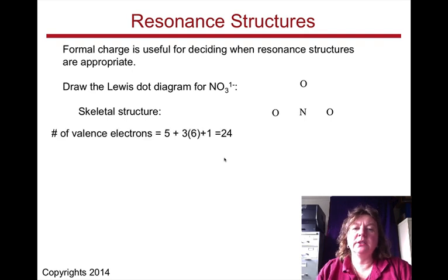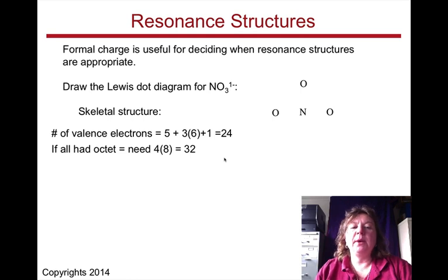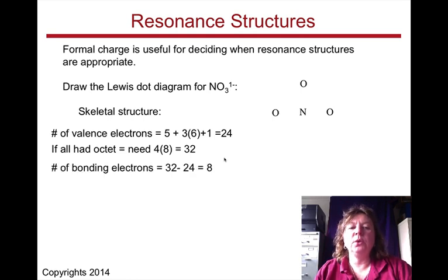Number of valence electrons: nitrogen is in group 5, oxygen is in group 6. 5 plus 3 times 6, and we're going to add an extra one because there's a -1 charge on the molecule. Gives us a total number of electrons of 24. If everybody has an octet, we need 32. Number of bonding electrons equals 8, 32 minus 24. That means that there are 4 bonds present.